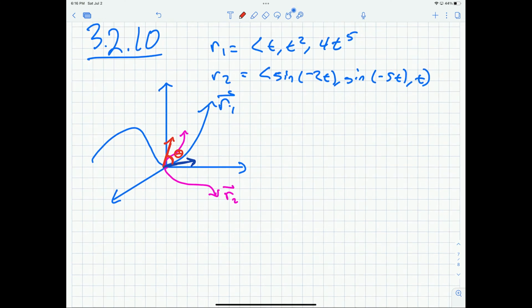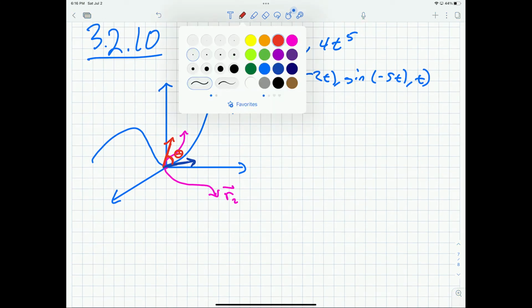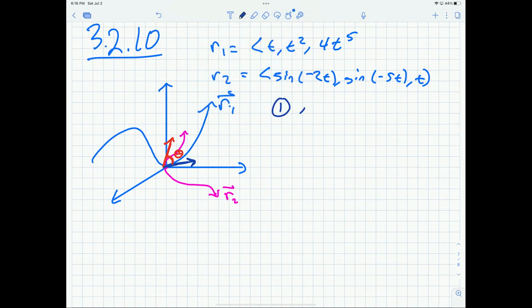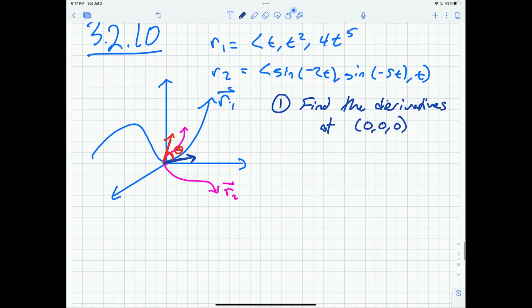Well, that's pretty straightforward. All you've got to do is, step one, find the derivatives, because the derivatives will be the direction that the curve is going at that particular point. So find derivatives, not just anywhere, evaluated at 0, 0, 0, because that's where we're doing this. They intersect at the origin.